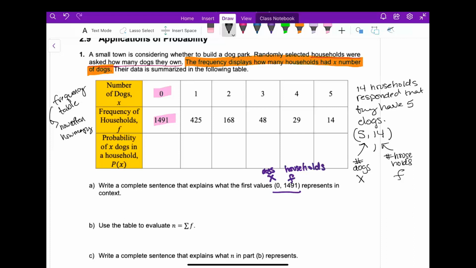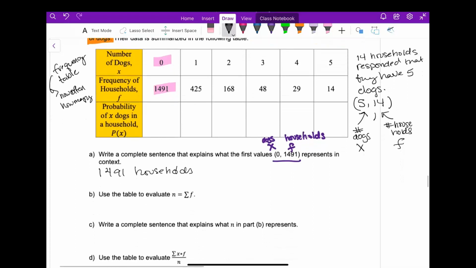Let's do it. 1,491 households responded that they have, how many dogs? 0 dogs. So in fact, 0 dogs is a lot more common than 5 dogs.